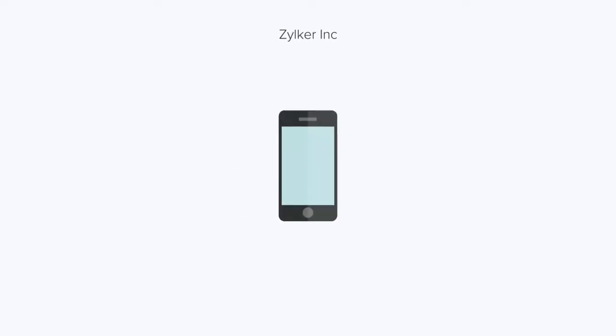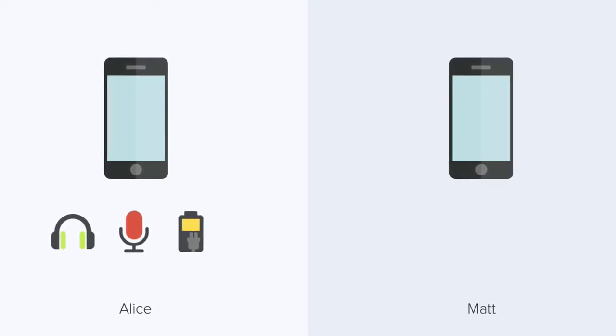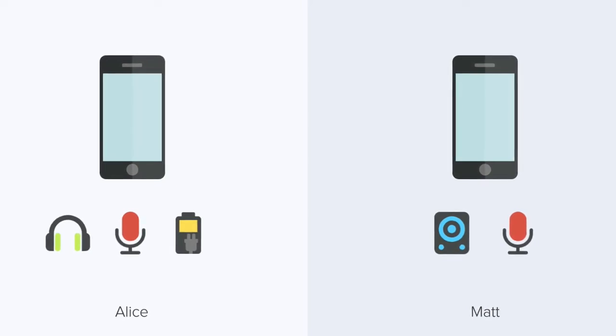Take the example of Zilker Inc., which sells mobile phones and accessories. Whenever a mobile phone is sold, the customer may order accessories along with it. For instance, one customer, Alice, may order a separate brand of earphones, mic, and a power bank along with her phone, while another customer, Matt, may order Bluetooth speakers and a mic as accessories with his primary purchase.